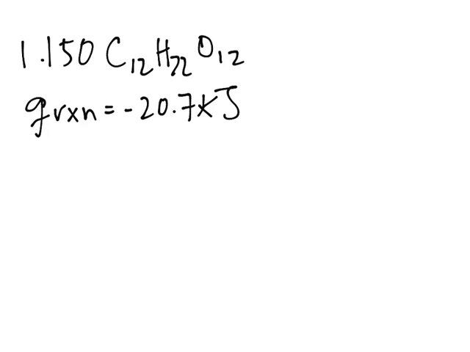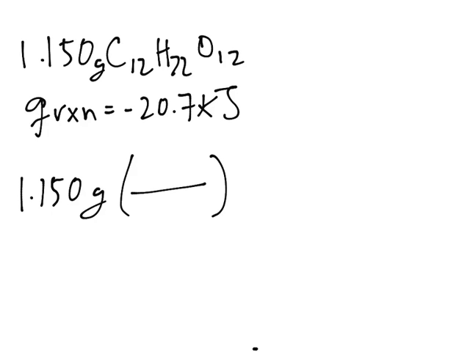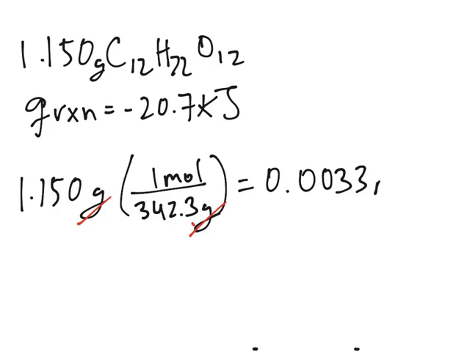Using our mole diagram, you can convert those 1.150 grams into moles. By obtaining the molar mass, which is about 342.3 grams, that's 1 mole because it's a molar mass. So the grams cancel out, and I get about 0.0033 moles. So just say 3.3 times 10 to the minus 3 moles.